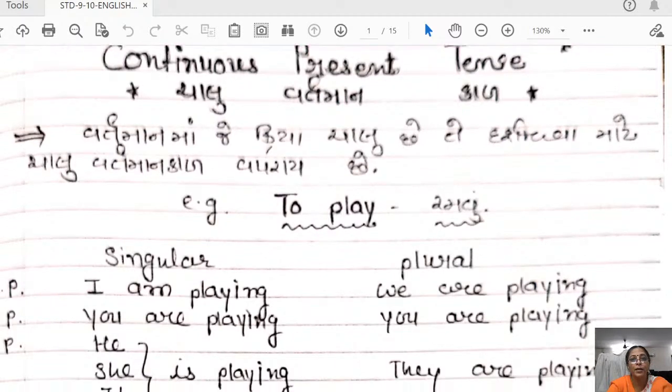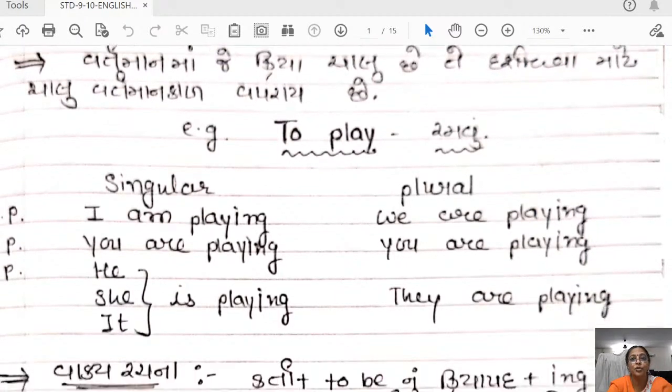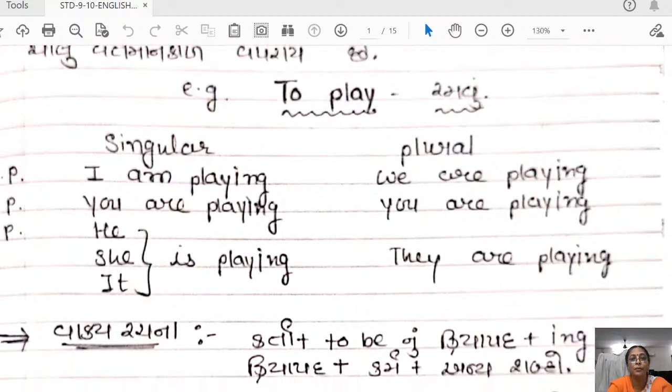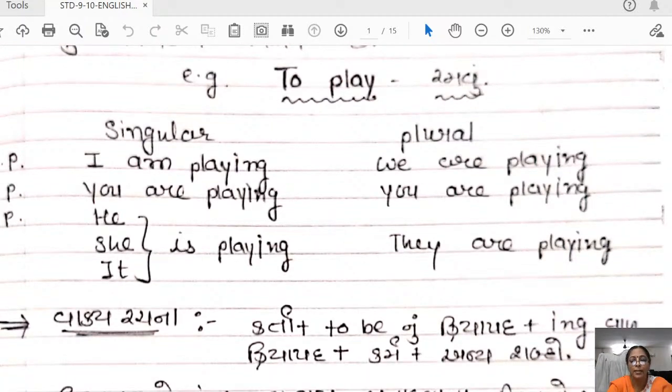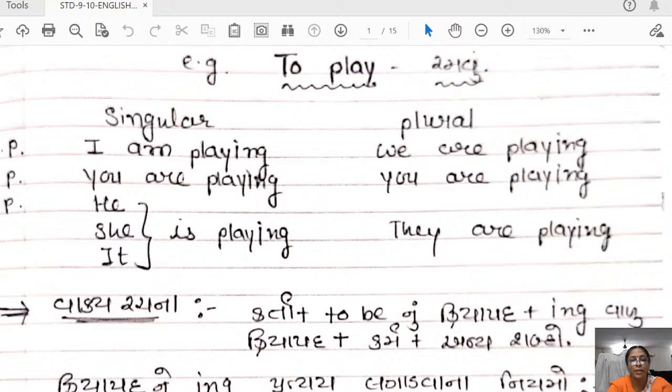ઉદાહરણ તરીકે આપણે એક લઈએ ક્રિયાપદ to play મીન્સ રમવું. આપણને ખ્યાલ છે કે આપણી પાસે બે વચન છે ઇન ઇંગ્લિશમાં, સિંગ્યુલર એન્ડ પ્લુરલ. ત્રણ પર્સન્સ છે, થ્રી ટાઈપ્સ ઓફ પર્સન્સ, ફર્સ્ટ પર્સન, સેકન્ડ પર્સન એન્ડ થર્ડ પર્સન. In the first person singular, we know that with I we can put am. So I am playing. In the plural, we are playing.